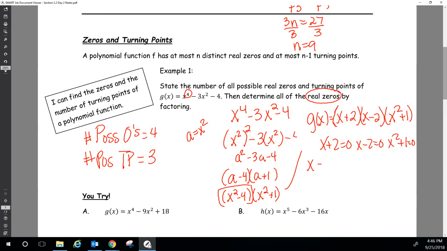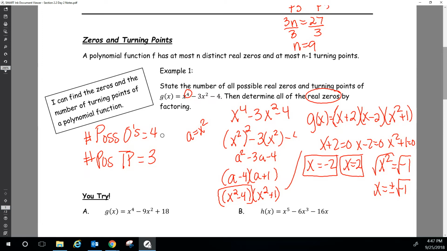So this would be x equals -2. That's a real number. Here's 1. This would be x is equal to +2. Again, another real number. This one I have to do a little work. I've got x squared is equal to -1 when I move the 1 over. When I take the square root of both sides, I've got x is equal to plus or minus the square root of -1. So my zeros are -2, 2, positive square root of -1, negative square root of -1.